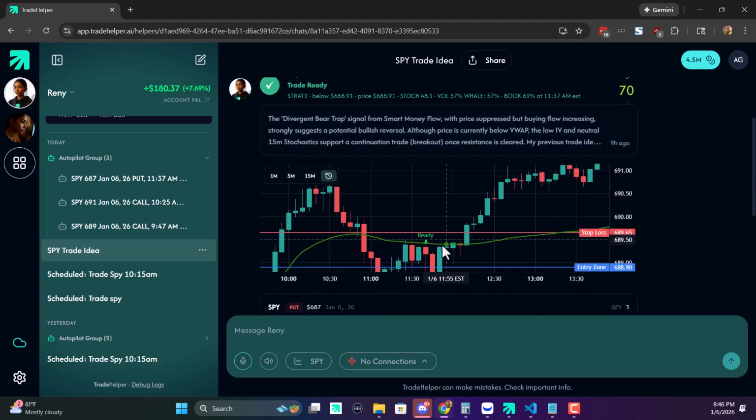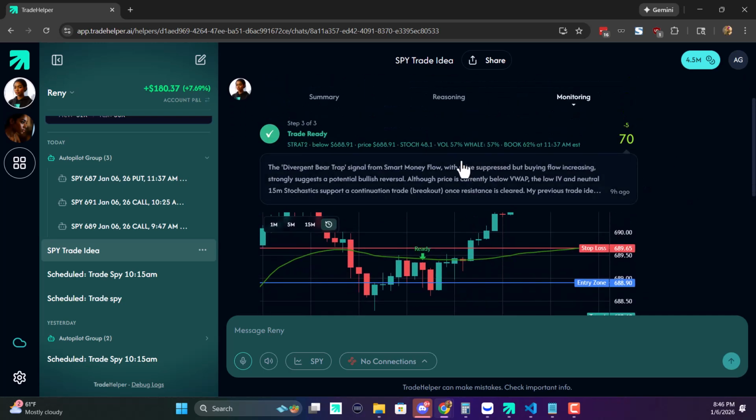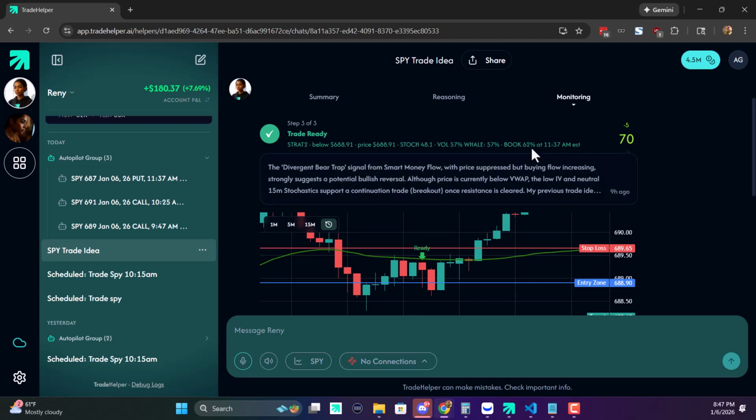Right here. Trade ready right here. So stochastic is looking good, right? The volume is decent, but it's not over 60. The book is what overrode. Remember, I had a rule: book over 60, just get us in, override everything. That's what got this trade to enter, because the book was 62. So that's why I no longer just let the book override everything, because guess what? The volume was 57. That's close, but no cigar.